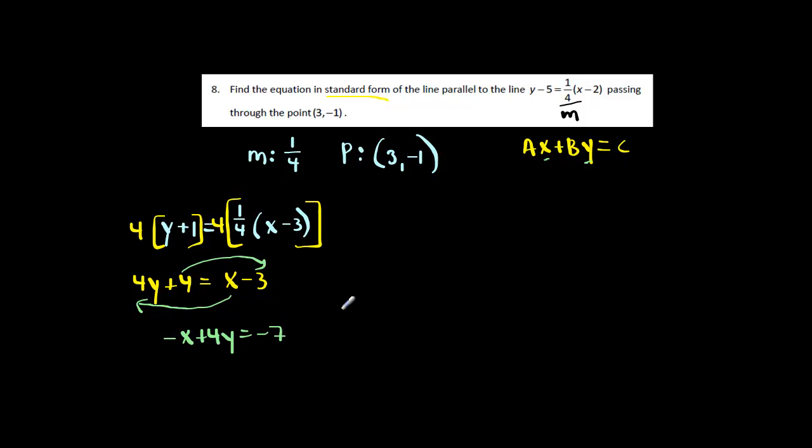I'm almost done. Standard form, they want you to write the lead coefficient of x as a positive. So I'm just going to take both sides and divide by a negative 1. So I have x minus 4y equals 7. And this is going to be your answer.